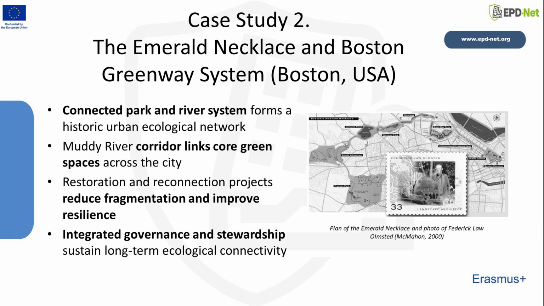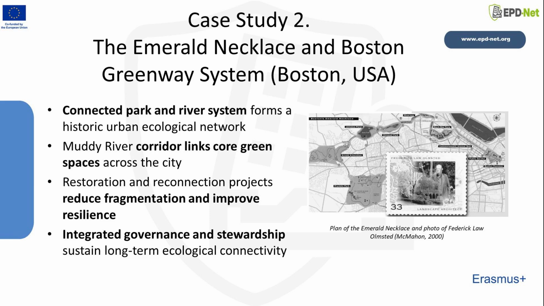The Emerald Necklace in Boston represents an early and influential example of an urban ecological network structured around hydrological and landscape connectivity. Designed by Frederick Law Olmsted in the late 19th century, the system links a series of parks, wetlands, ponds, and river corridors into a continuous green network that integrates sanitation, flood control, recreation, and ecological functions.